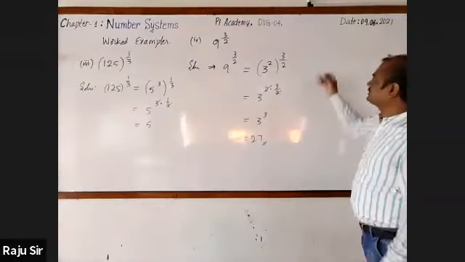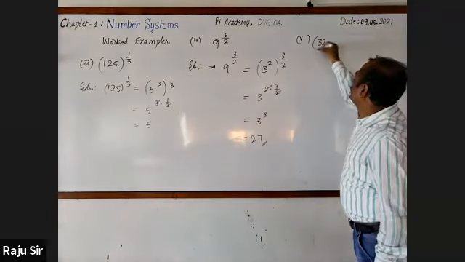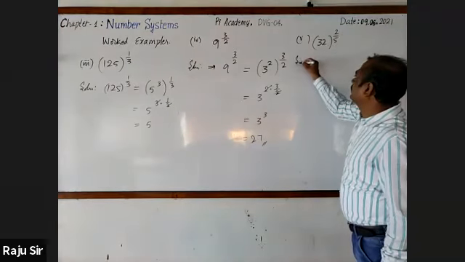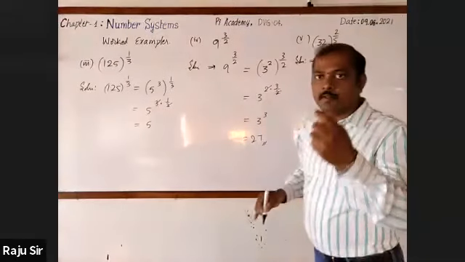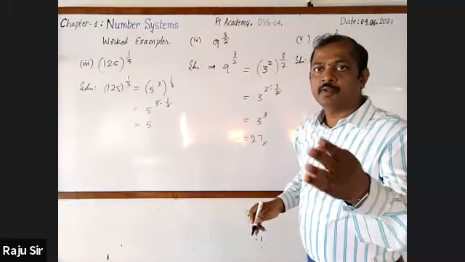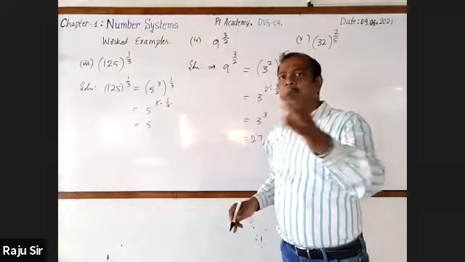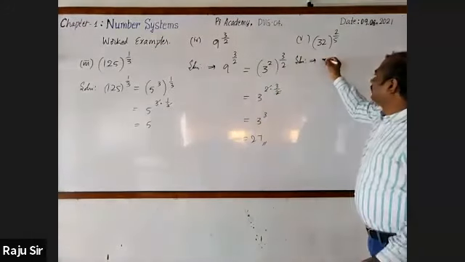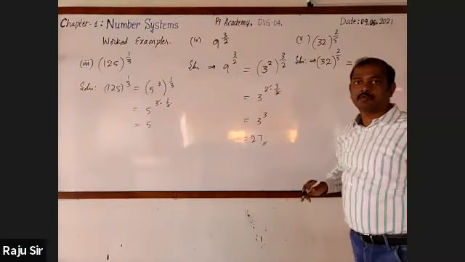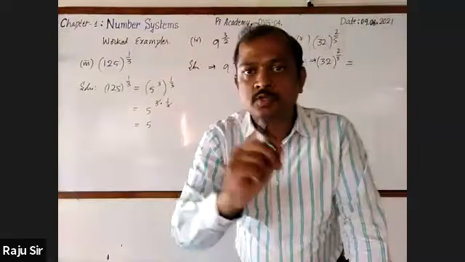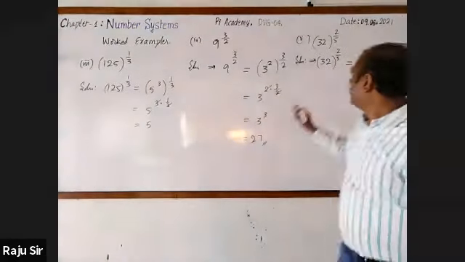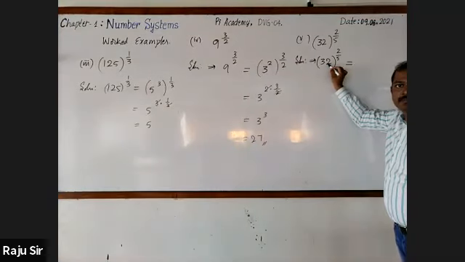Another one. This is also very simple. Fifth one: 32 all raised to the power 2 by 5. Copy it. Now, please answer my question. I'll give the chance to particular students only. First, write this: 32 all raised to the power 2 by 5. Sumuk, you tell, how to express 32 in exponential form?